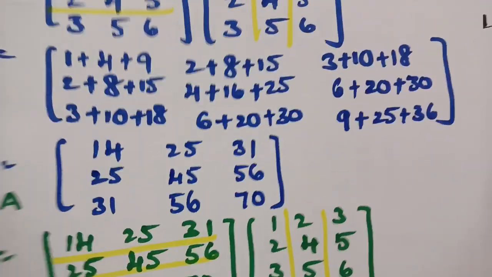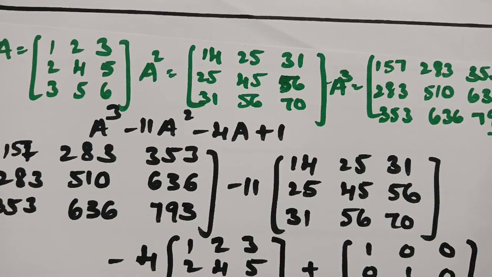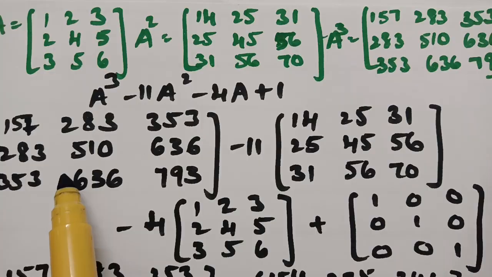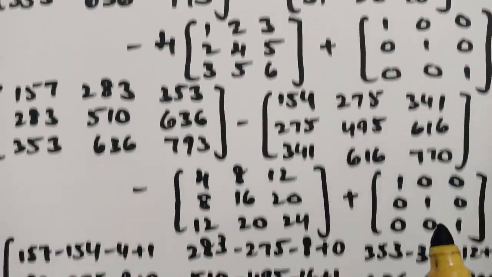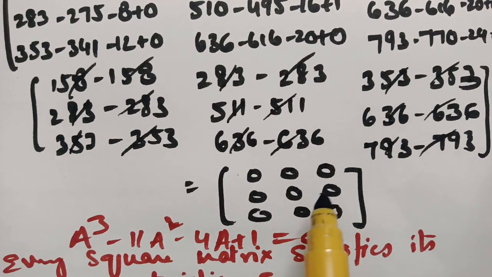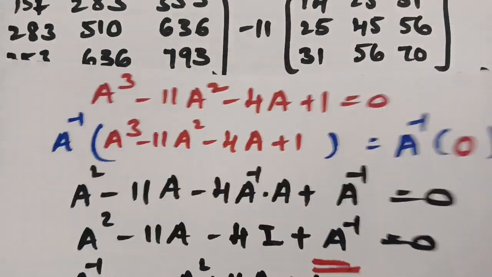So now I'm going to substitute A square as well as A in our equation, that is A cube minus 11A square minus 4A plus I. So this is A cube value, this is A square value, this is A value, and this is I value. So after multiplying and solving, this is our 0 value. So here A cube minus 11A square minus 4A plus I is equal to 0. Every square matrix satisfies its characteristic equation. Hence Cayley-Hamilton theorem is verified.